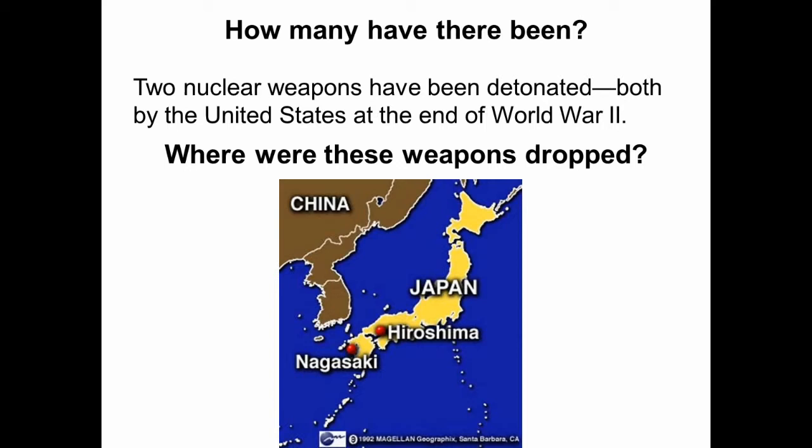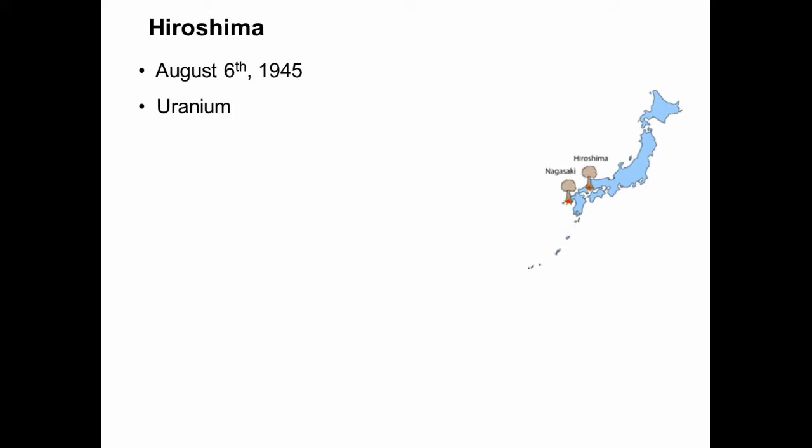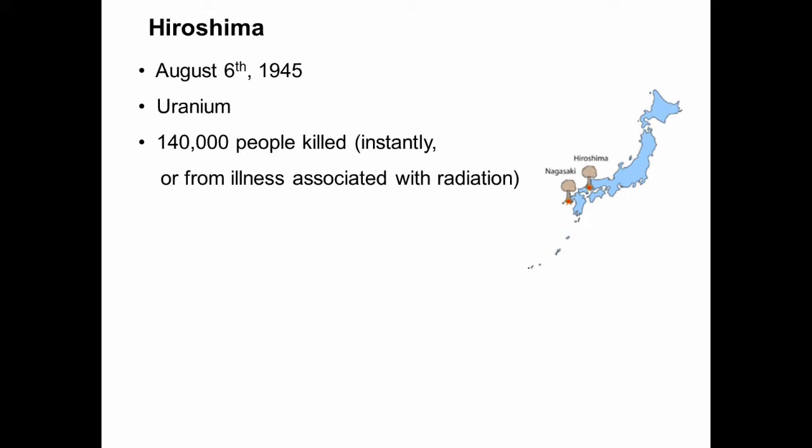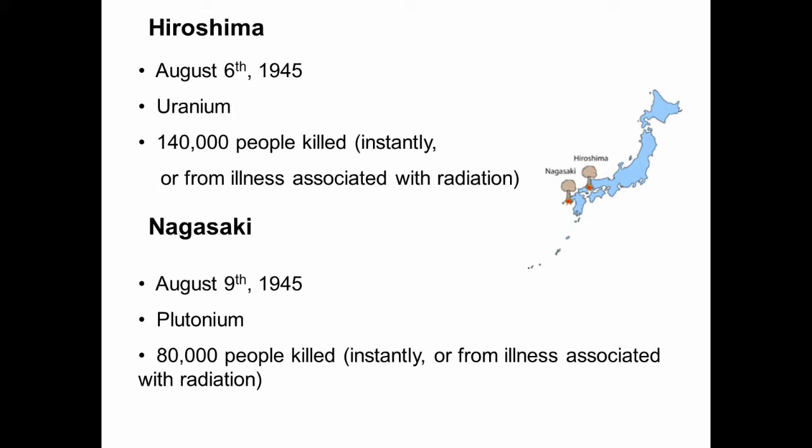The atomic bomb was dropped on Hiroshima on August 6, 1945. It was made of uranium. 140,000 people were killed instantly or from illness associated with the radiation. Nagasaki was a few days later. That was a plutonium bomb. 80,000 people were killed either instantly or from illness associated with the radiation.